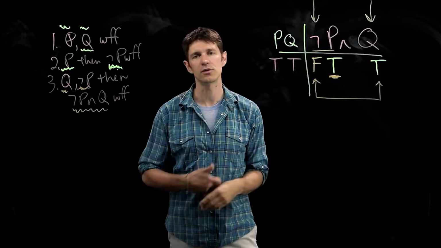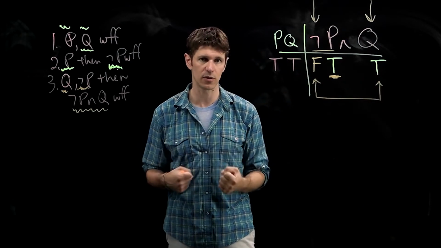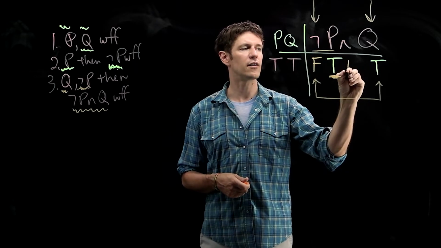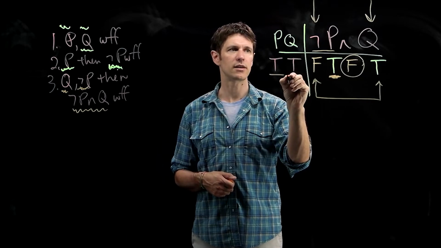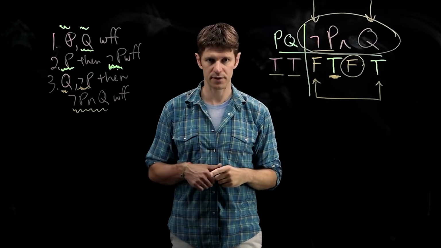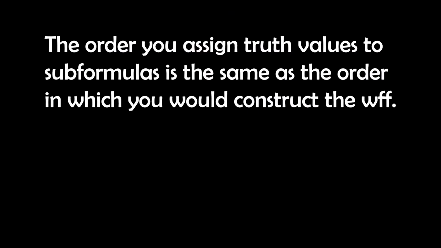Now, a conjunction is true just in the case that both of the formulas it connects are true. But since we have a false here and a true here, the truth value we'll write is false. And this false tells us that when P is true and Q is true, this entire formula, not P and Q, is false. So again, the sequence or order in which we flesh out the truth table, or evaluate the formula, or take the truth values that are assigned to subformulas and use those to determine the truth value of the complex well-formed formula, follows the order in which we construct the formula.